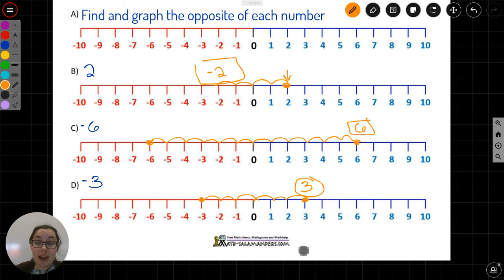Bam. And those are the negatives, or the opposites of numbers. You just take that number, you flip it to the other side of the 0, find its mirror image on the other side of the 0. If it's negative, make it positive. If it's positive, make it negative. And that's it.